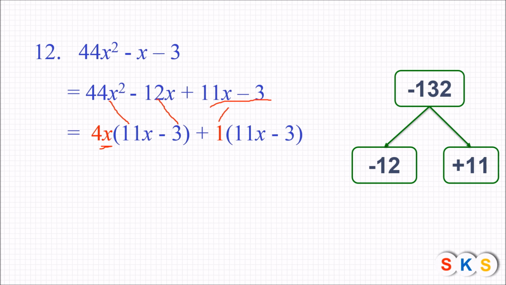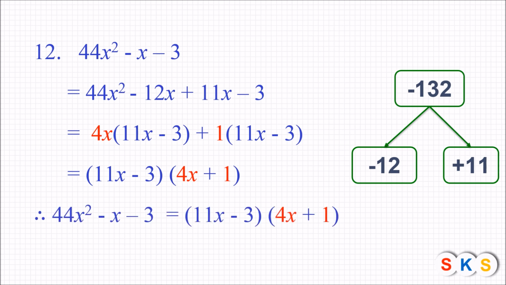Now what is common in these two groups? 11x minus 3, which you will write in the first bracket, and 4x plus 1 you will write in the second bracket. So let's see what we will get. We will get 11x minus 3 in the first bracket. In the second bracket we will get 4x plus 1. Therefore 44x square minus x minus 3 can be written as 11x minus 3 into 4x plus 1.